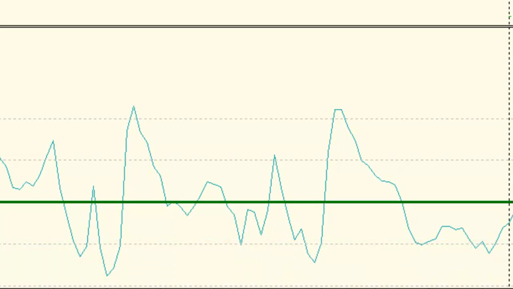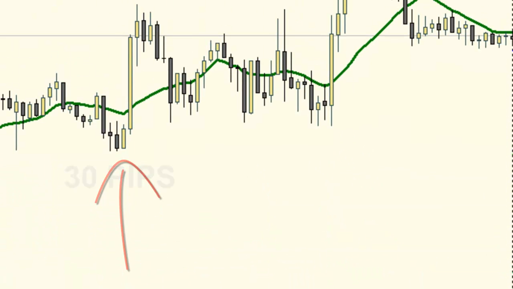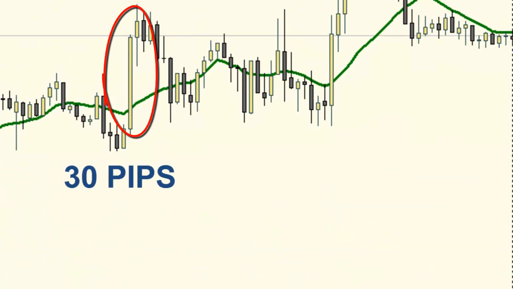The key here is to wait for the oscillator to go below the minus 100 and then wait for some form of price action confirmation. This is where you can utilize a smaller time frame. When the CCI goes back above the minus 100, your buy signal is in effect. In this example, the price ran up 30 pips as the buy signal went into effect.